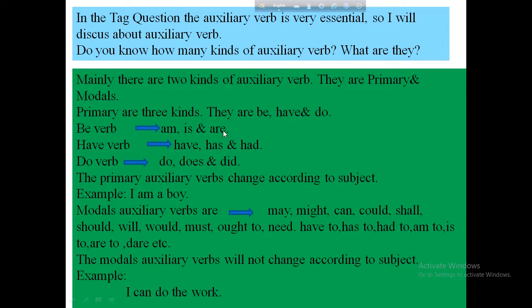Be verb also includes was, were. The primary auxiliary verbs change according to the subject. I am a boy. And modal auxiliary verbs are may, might, can, could, shall, should, will, would, must, ought to, need, have to, has to, had to, am to, is to, are to, dare, etc. The modal auxiliary verbs will not change according to the subject. I can do the work.